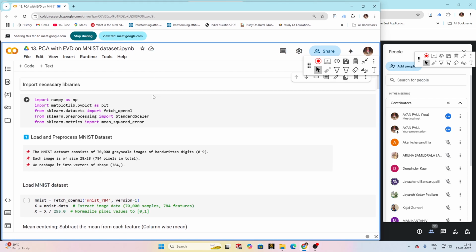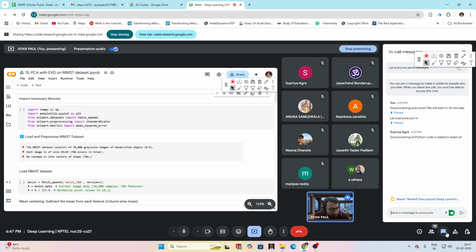Now, how to utilize this principal component analysis, that we will be seeing with the code. Okay. Now, there was a question in the chat box: is Python code asked in the exam or not? I don't think Python code will be asked in the exam. Your exam question will be very similar to your assignment question. I don't think you are getting any coding type of question in your assignment, so definitely you will not get any question on Python code in your exam.